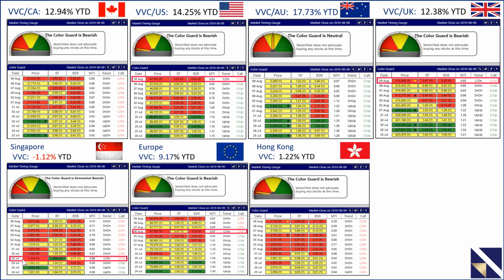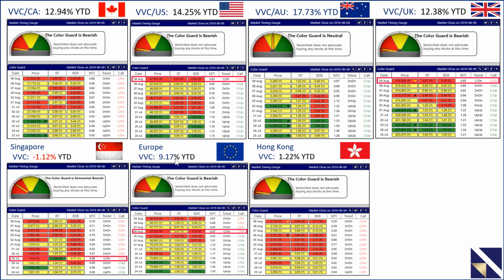The confirmed down call came on July 29th, and lots of red. So definitely VectorVest is suggesting do not buy stocks at this time. Play good defense. Use that weed your portfolio technique when the market is trending lower to help yourself remove stocks that are giving you the greatest risk of a major collapse.